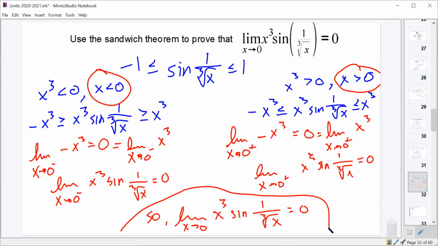Wait, I'm kind of confused on this part. So on the left side, when you're approaching 0 from the negative side, it says negative x cubed is equal to 0, which is equal to the limit of x cubed as x approaches 0 from the left. But isn't 0 cubed negative, like negative 1 cubed equal to a negative?